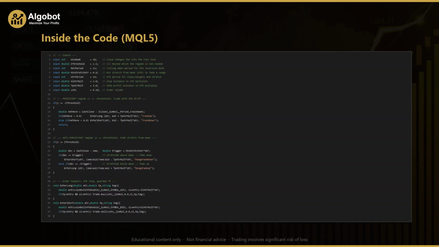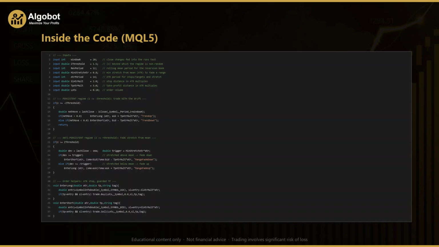RevPeriod 12 is the rolling mean for the fading book, and MinStretchAtr 0.8 is how far price must stretch before we fade it. ATR period is 14, and SLATR multiple and TPATR multiple, 2 and 3, set the stop and target distances in ATR multiples.